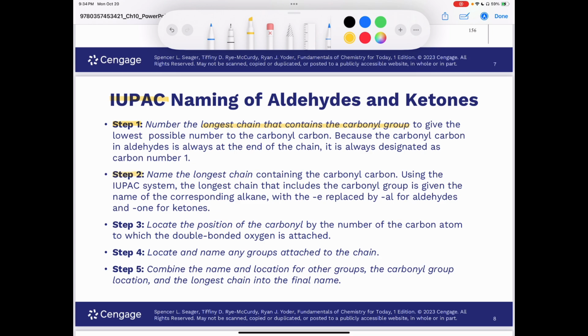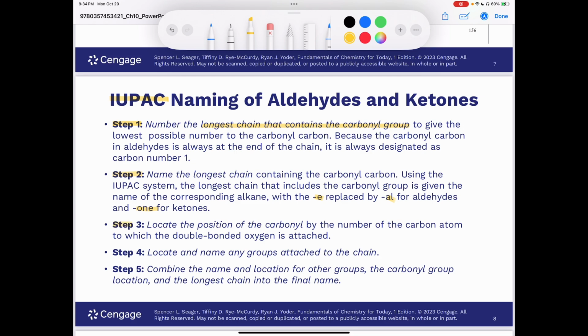The second step is that we name the longest chain containing that carbonyl carbon using the IUPAC system. The longest chain that includes the carbonyl group is given the name of the corresponding alkane, but we replace the E with al for aldehydes, and we replace the E with one for ketones. So if you have something like butane, if it was an aldehyde, it would be butanal, and if it was a ketone, it would be butanone. If you have pentane and you convert it into an aldehyde, it would be pentanal, and if it was a ketone, it would be pentanone.